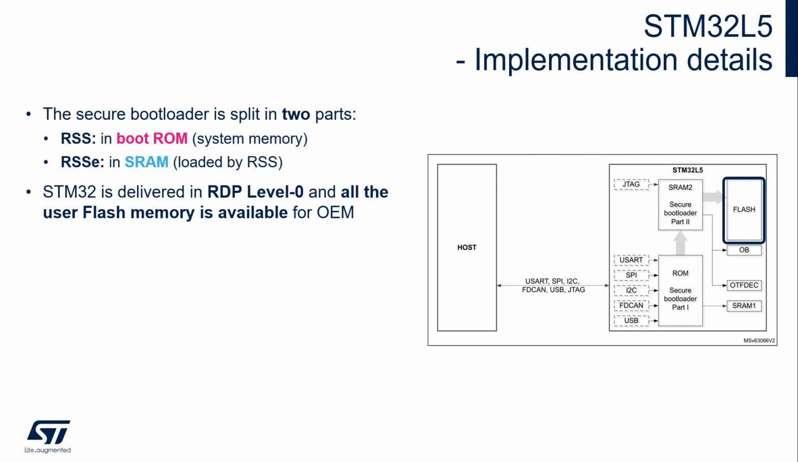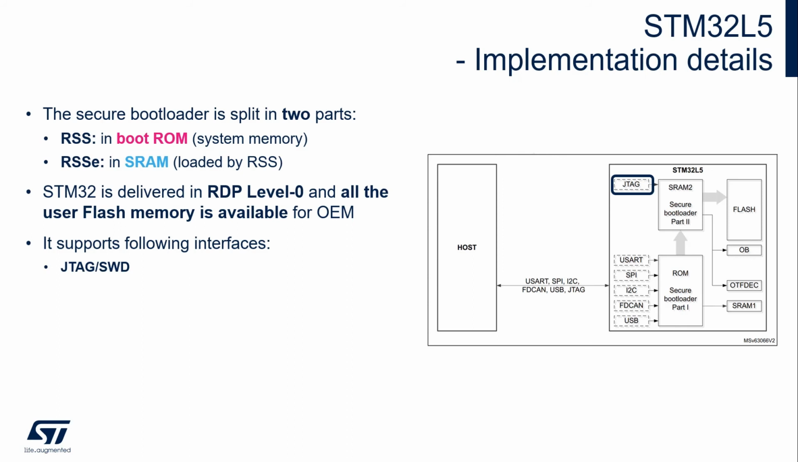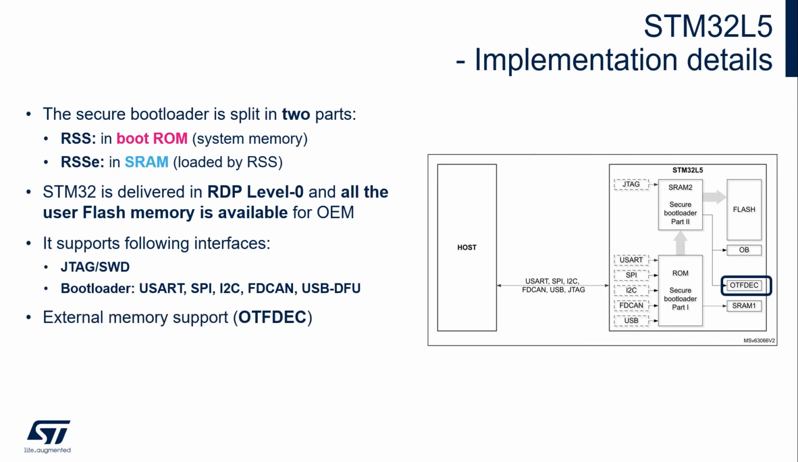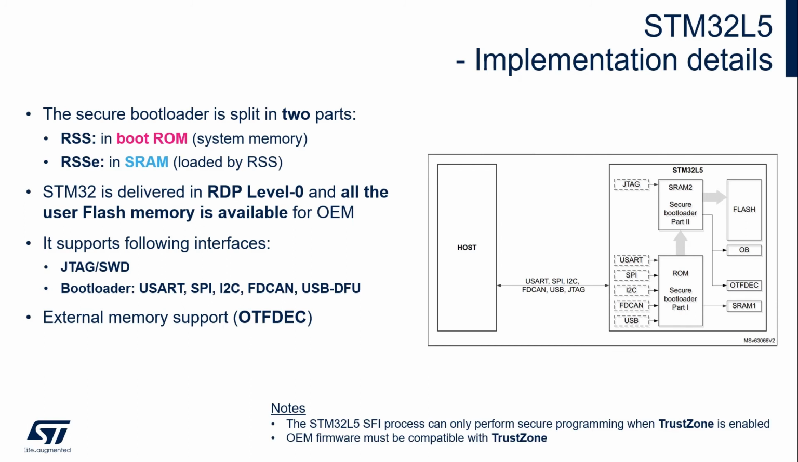Similarly to the H7, the whole flash is available to the OEM code, and the products are delivered in RDP level 0. As with STM32H7, the SFI process can be performed via JTAG and SWD, and with additional interfaces offered by the system bootloader, in this case USART, SPI, I2C, FDCAN, and USB DFU. And finally, the SFIX is enabled by the on-the-fly decryption. One important note: STM32 bootloader makes use of TrustZone to secure the process. This requires the OEM application to be compatible with the TrustZone enabled system.